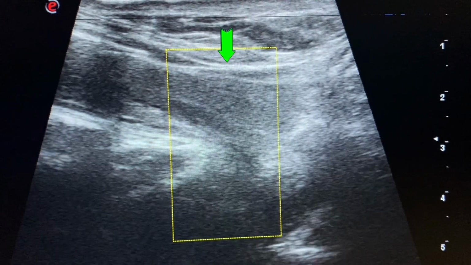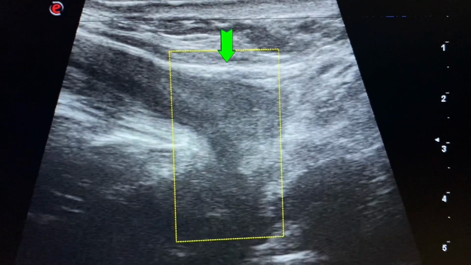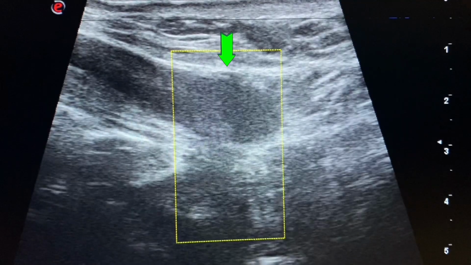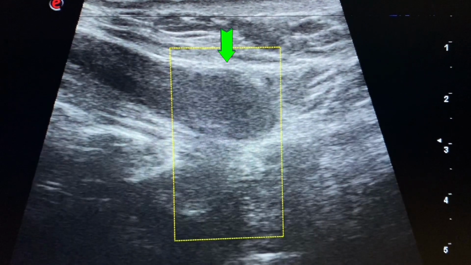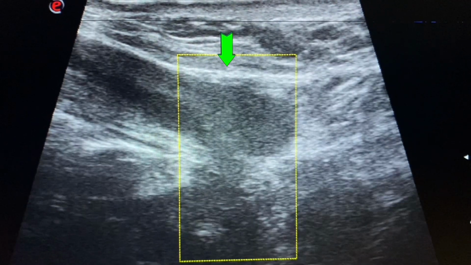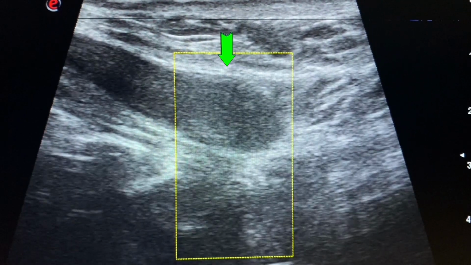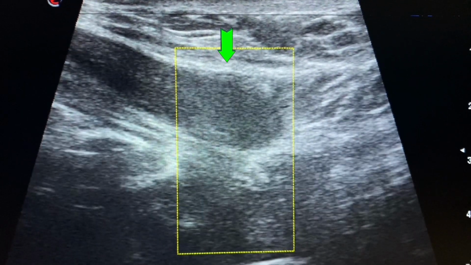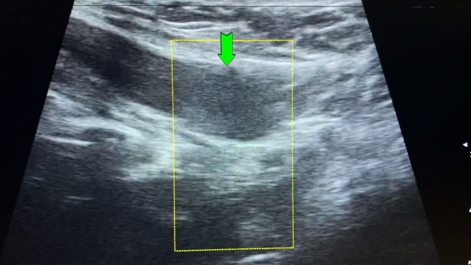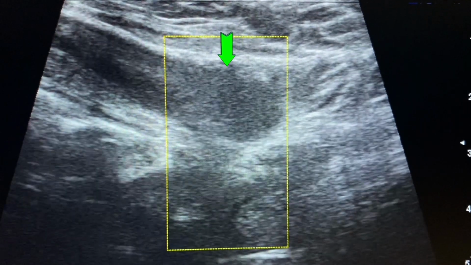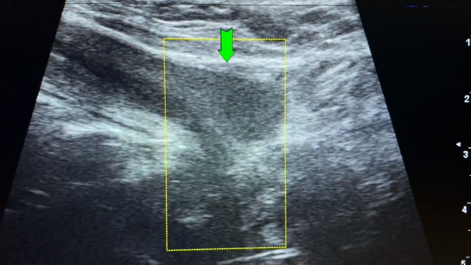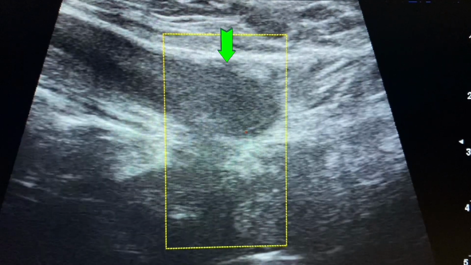Now we will check the blood flow for viability of this testis. Minimal flow is observed during the scan, which is not clearly appreciated due to surrounding muscle layers. But the testis appears to be normal and viable.